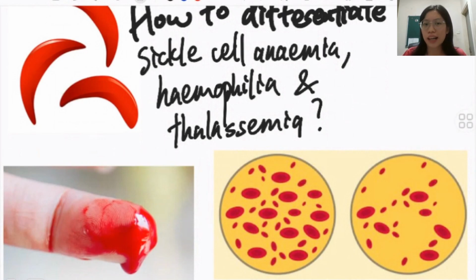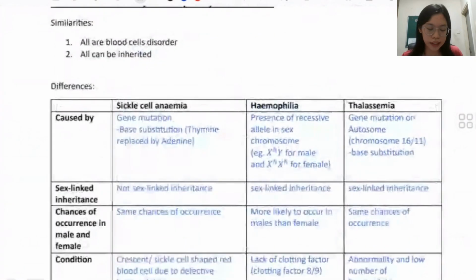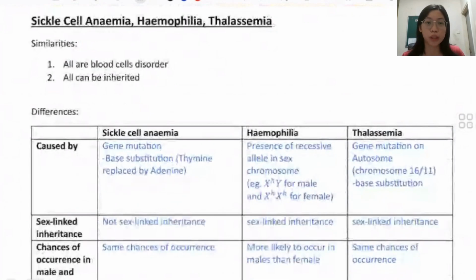And last but not least, thalassemia. You can see from the diagram, it may look like a low number of red blood cells, but it's actually because of producing a low number of hemoglobin. It's not mainly the red blood cell, to be specific, it produces a lesser number of hemoglobin, because hemoglobin is contained inside the red blood cell. So let's take a look at the differences between them.